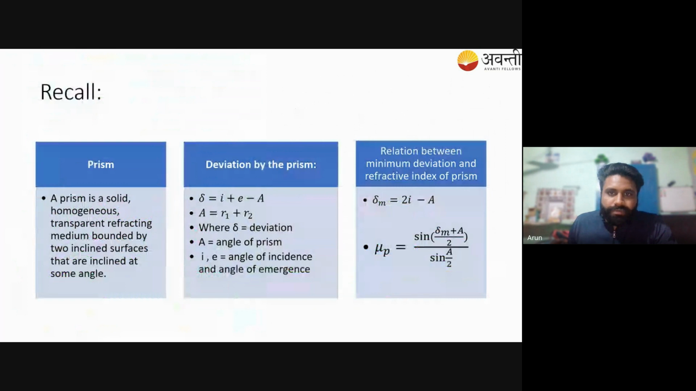So firstly, we will recall what we have learned so far in the previous lecture. In the previous lecture, we dealt with what a prism is. I have told you that a prism is a solid, homogeneous, transparent body which has a number of faces, but the plane on which the incident ray is falling and the plane from where the emergent ray is emerging should be non-parallel to each other.